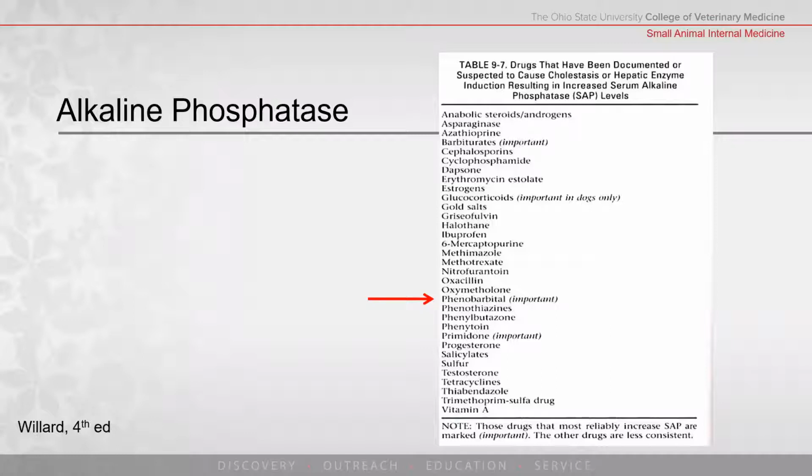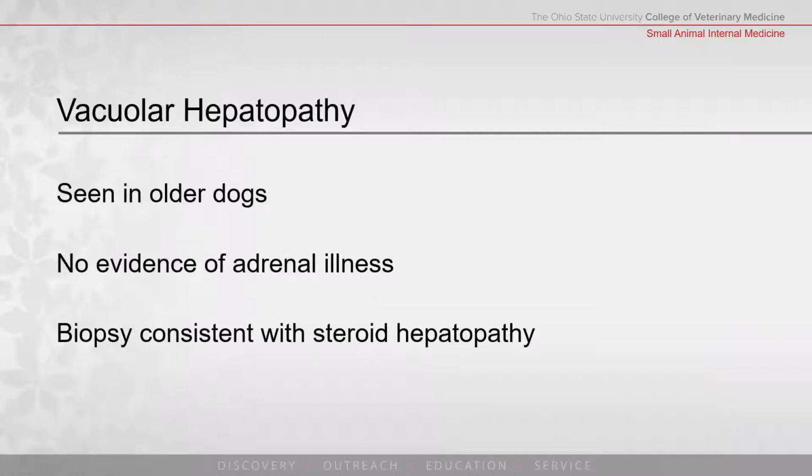And I think we need to go one more. Vacuolar hepatopathy is what this one says. Is this the right one, Julie? It says vacuolar hepatopathy. Yes. Okay, so now vacuolar hepatopathy is the other thing that throws a wrench in all of our difficulties.